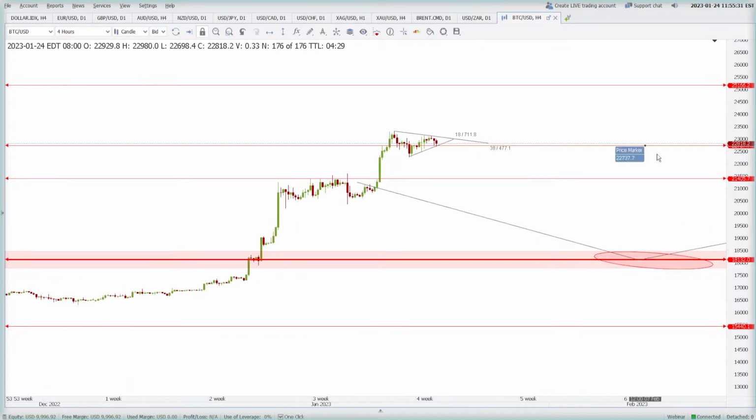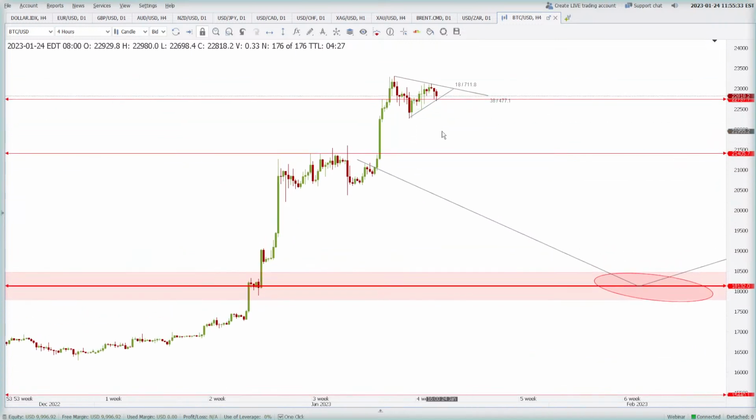But if for some reason it starts going down from here, then 21,405 will be the next level of support which we will be expecting, because after this move up, the price has never tested this area of broken resistance as the fresh support. All right, guys, I hope this all makes some sense to you.